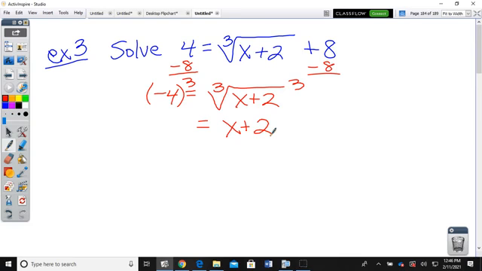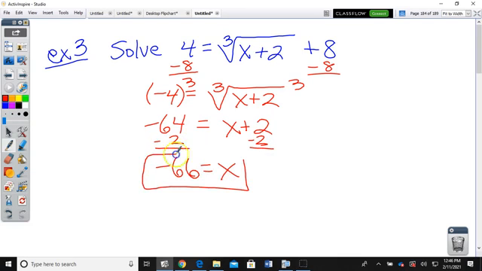So this is negative 64? Yes, sir. And then one more step. Subtract your 2. x equals negative 66.